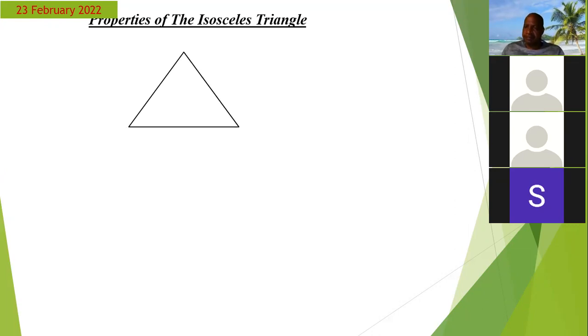Can anybody give me a definition for an isosceles triangle? So can you repeat? I'm asking someone to give me a definition for isosceles. Sir, an isosceles triangle is a triangle that has two equal sides and one longer or shorter side. All right, so one unequal side. We'll work with that. So two sides are equal and one not equal to the other two.